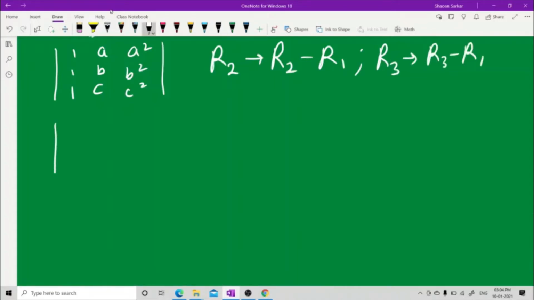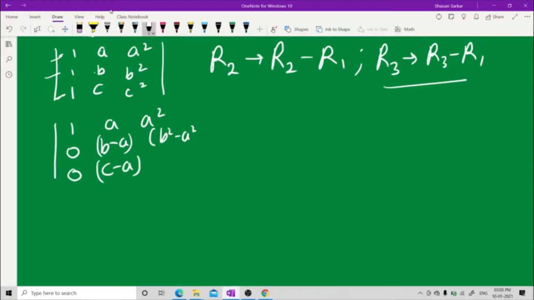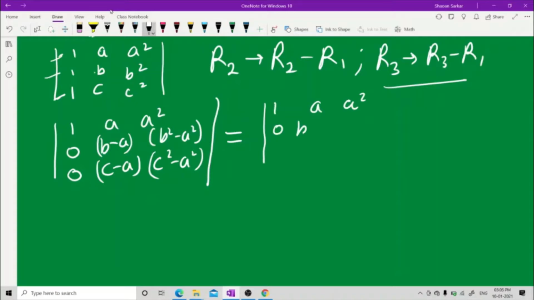So what happens? 1, a square remains. 1 minus 1, that is 0. b minus a, that is b minus a, and here you get b square minus a square. And here you get 1 minus, again this one is 0, c minus a. Using this operation, now you have c square minus a square. Now what you do is that you write 1, a square, 0, b minus a.